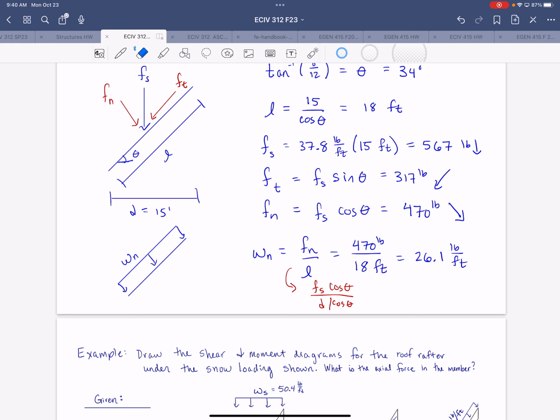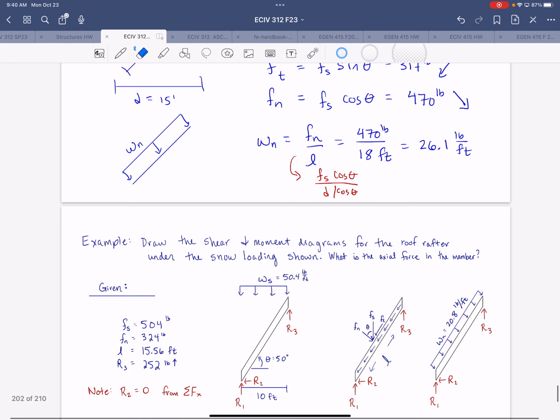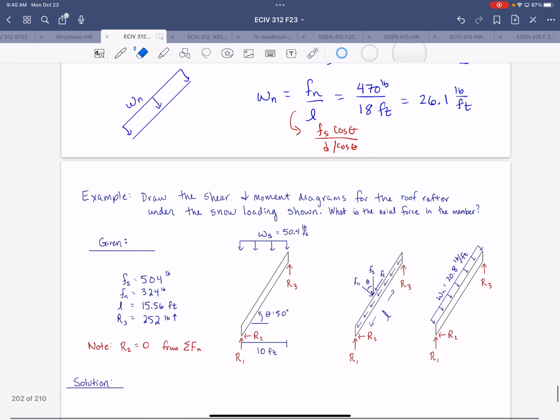Now, the other example, I'm going to post that on D2L for you to work through. I can post a recording of it as well, of me working through it. This one will also demonstrate how to break down the axial load. So it's kind of picking up where we left off with the last example, except it's different numbers, so a different context.